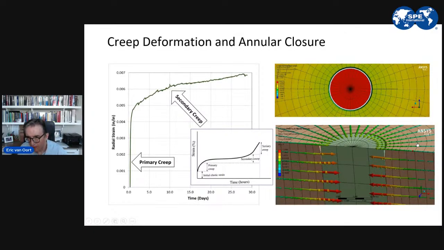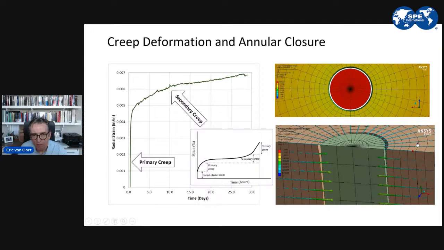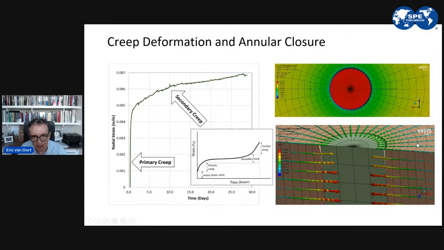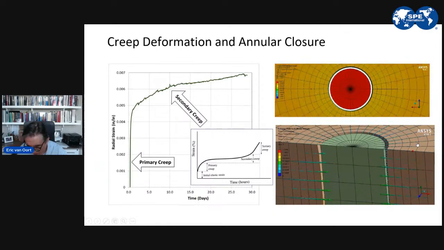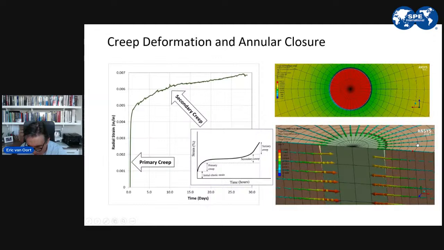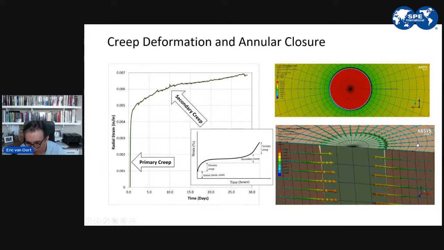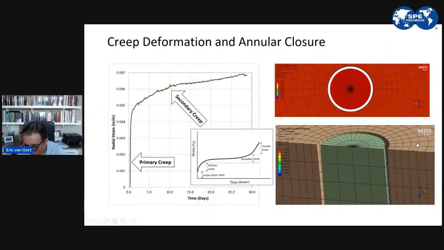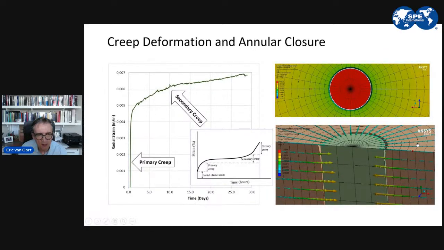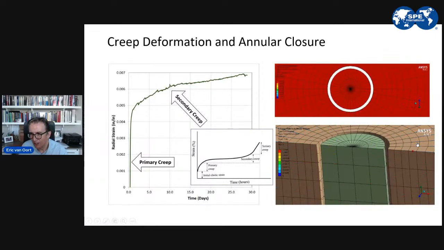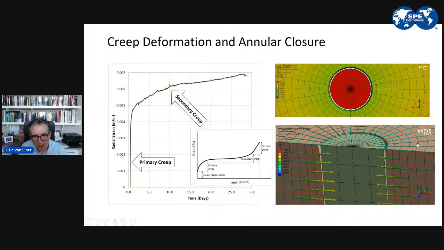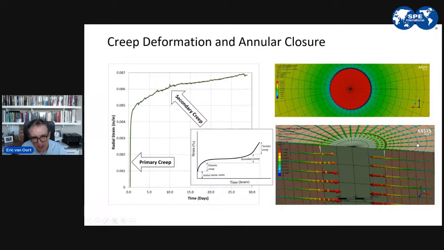We know that the mechanism of annular closure is creep, so this viscoplastic deformation of the rock. I always explain this to people who are not rock mechanics experts as creep is basically a rock that thinks it's a fluid. So it has some identity issues associated with it.